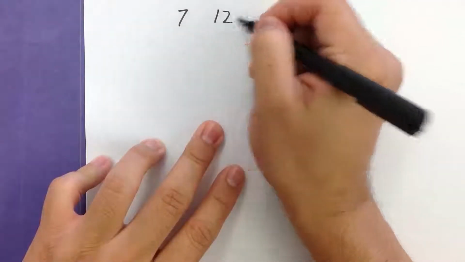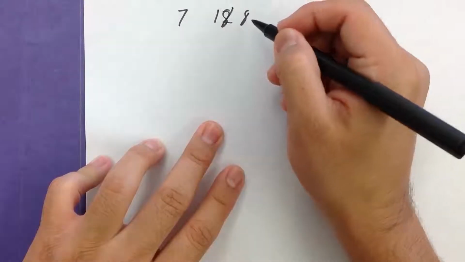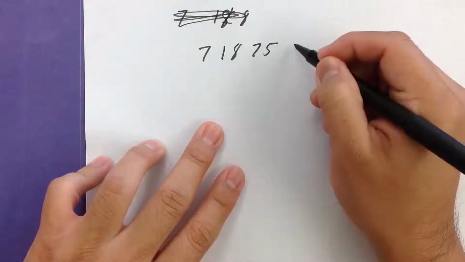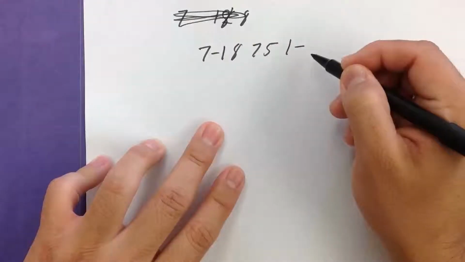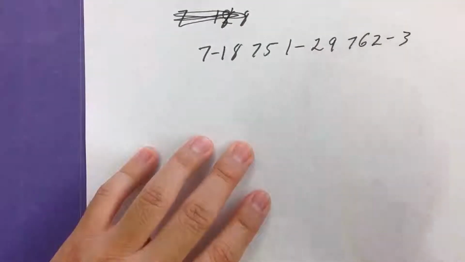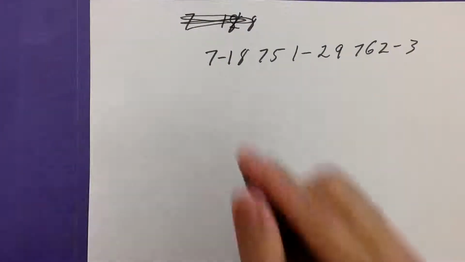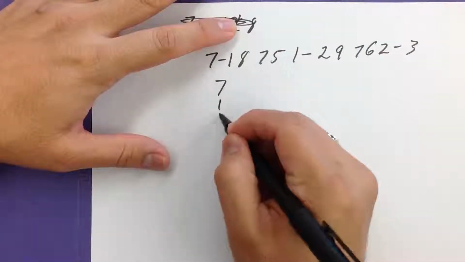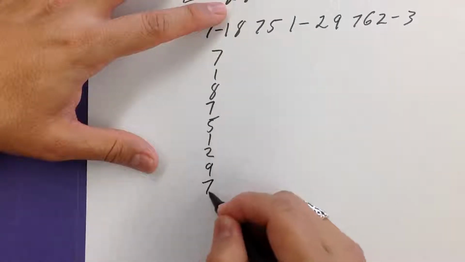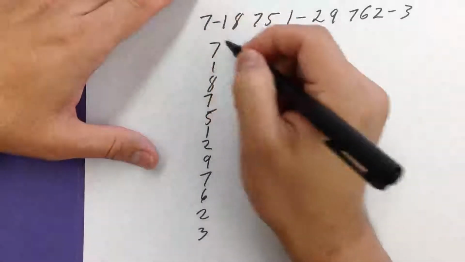Let me see. UPC Codes. Alright. These are 12-digit numbers, like this right here. 7, 1, 8, 7, 5, 1. Always have dashes in these. 2, 9, 7, 6, 2-3. We need to validate it, see if it's a valid number. So I'm just going to write this up and down. 7, 1, 8, 7, 5, 1, 2, 9, 7, 6, 2, 3.